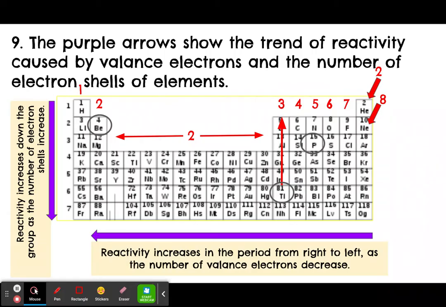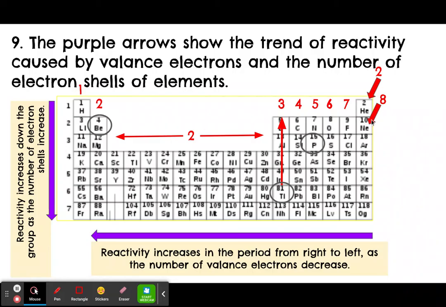Number 9, the purple arrows right here show the trend of reactivity caused by valence electrons and the number of electron shells of elements. So if we look here at the left and we're going down the period, reactivity increases down the group as the number of electron shells increase. So more rings around the nucleus, more reactivity. Then now at the bottom, we have to read this arrow from right to left, so backwards from the way that you normally read the page.